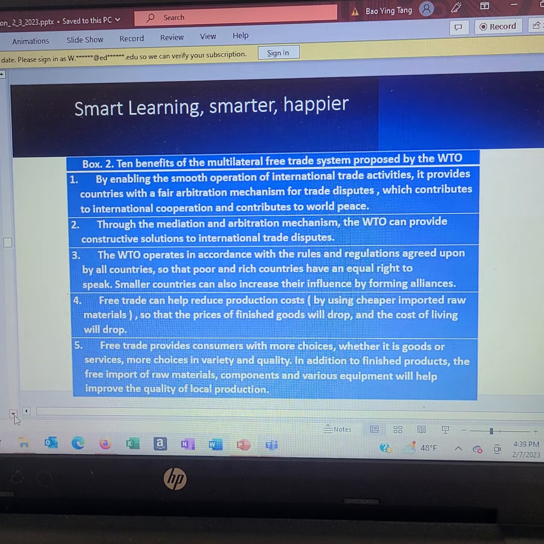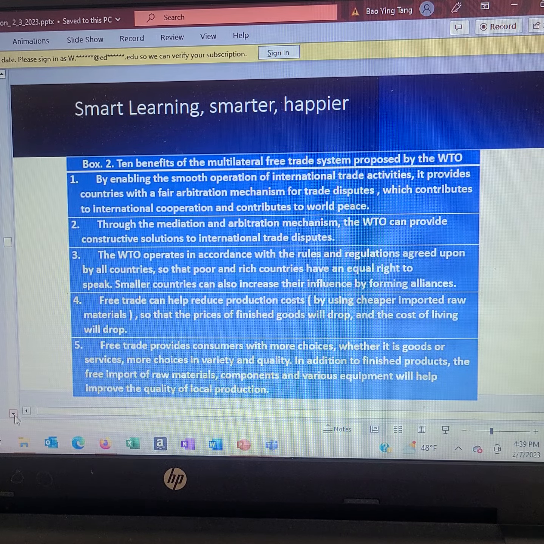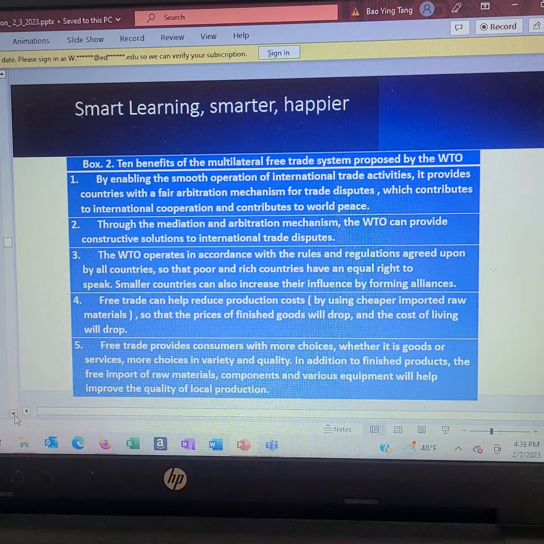Third, the WTO operates in accordance with the rules and regulations agreed upon by all countries, so that poor and rich countries have an equal right to speak. Smaller countries can also increase their influence by forming alliances. Fourth, free trade can help reduce production costs by using cheaper imported raw materials, so that the price of finished goods will drop and the cost of living will drop.